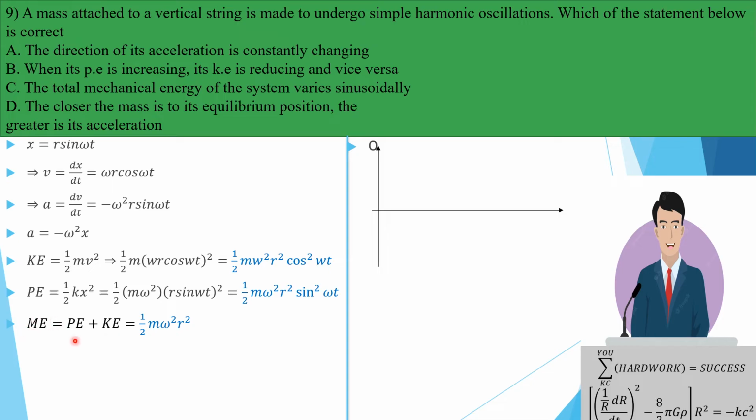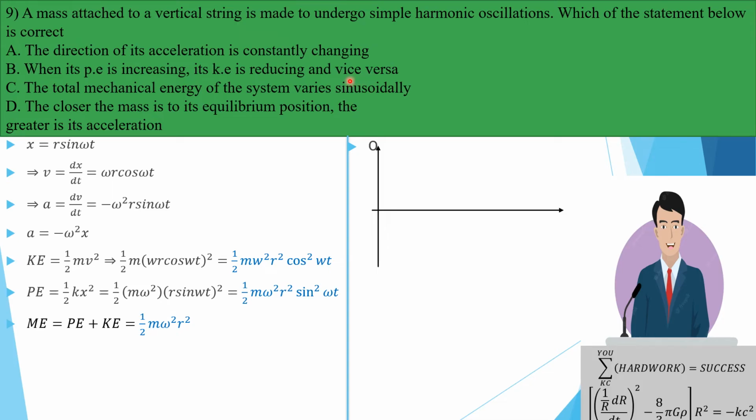You realize that the mechanical energy does not vary with time, because there's no time in this particular equation for mechanical energy. So any answer that talks about the mechanical energy varying with time is a wrong answer. So let's just go. The direction of its acceleration is constantly changing. That's not true, because we have established here that the direction of the acceleration is always towards the fixed position, the equilibrium position.